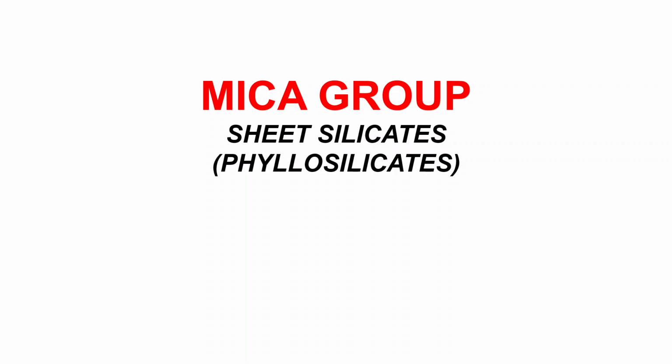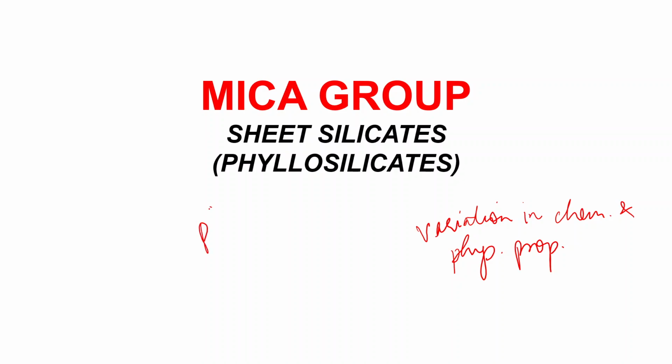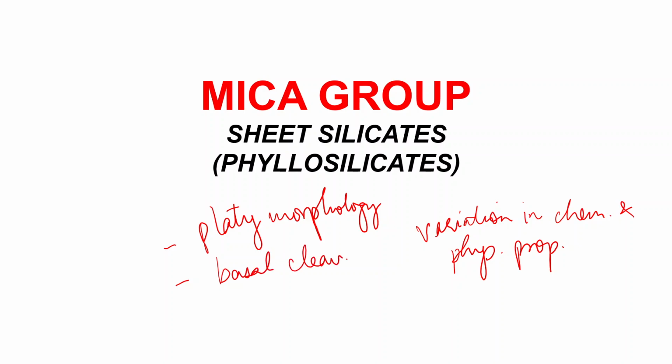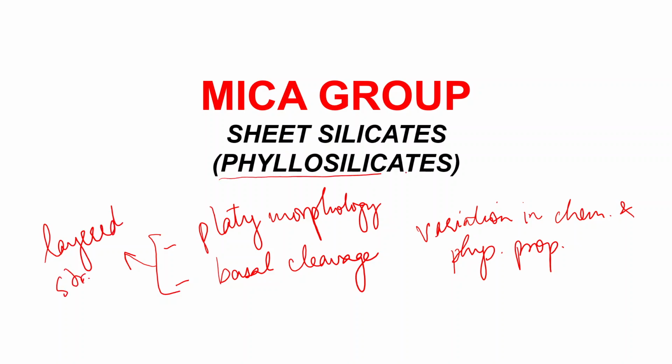So the mica minerals as a whole show considerable variation in their chemical and physical properties. But one thing is common: they have a platy morphology. Platy morphology. I hope you understand. Platy means flat morphology. And the second thing is they have a perfect basal cleavage. Now, this perfect basal cleavage and platy morphology, they both are the consequence of their layered or sheet-like structure, which we also call the phyllosilicates.